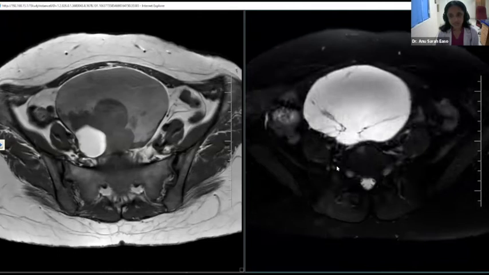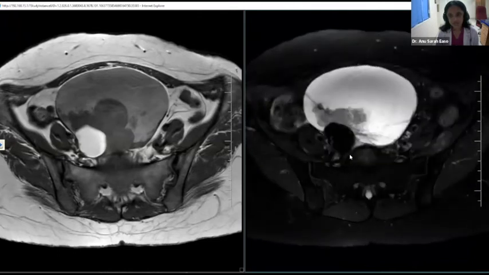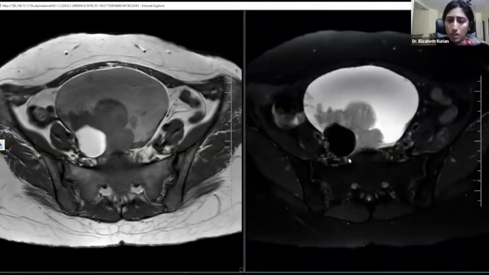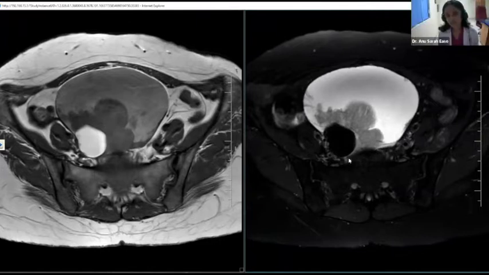I'll give you the fat sat images. These are the fat sat. In fat sat images, there is attenuation noted, hypointensity noted. So the part appears to be fat density. That part appears to be fat density. So the part of the lesion where it was hyperintense on T1 and T2 is suppressed on fat sat images.